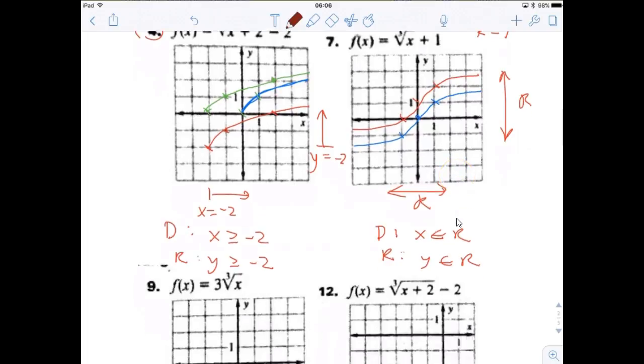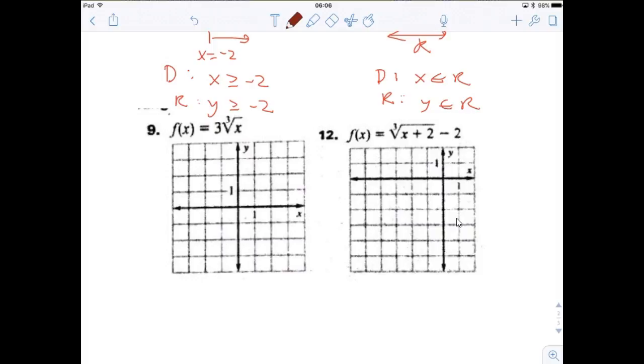Okay, so now I want you to go to number 9, and I want you to graph the parent function, identify the a, h, and k. I want you to do the transformation step by step for a, h, and k, and then figure out what the domain and range are. Once you do that, come back and check your answer.